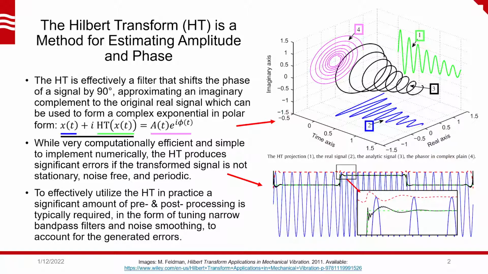So to effectively utilize the Hilbert transform in practice, which for those of us working in structural dynamics means getting the derivatives of the amplitude and phase of a measured response to determine the natural frequency and damping ratios of some structure, it usually requires a significant amount of pre- and post-processing in the form of fine-tuning narrow bandpass filters and utilizing some form of noise smoothing to account for these errors. So in this presentation, I'm going over a way I found for improving how the Hilbert transform is computed with FFTs by just combining it with the process of the short-time Fourier transform, where I'm calling the combination of those two ideas the short-time Hilbert transform.